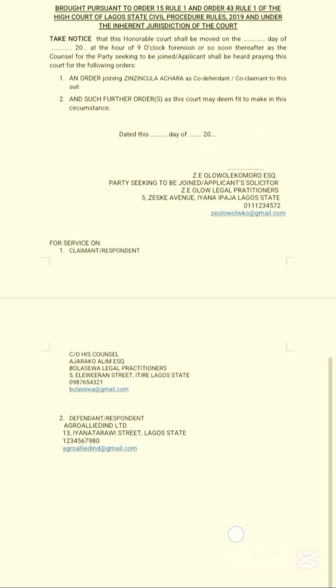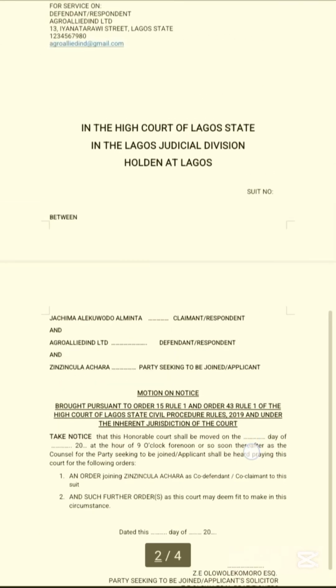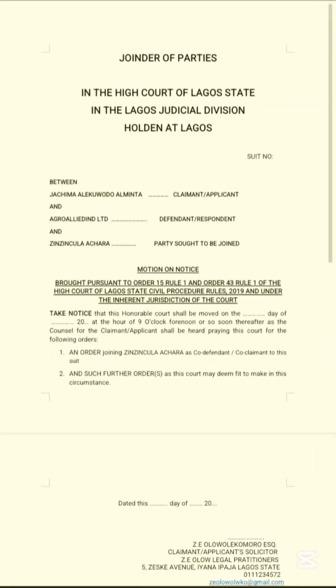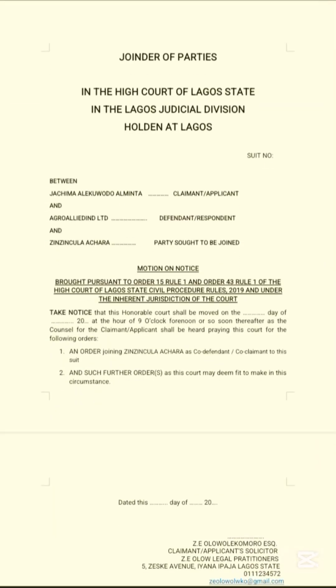Then you can also write, look at the second one now. We wrote the defendant respondent directly. We did not serve their lawyers. I hope that with this explanation, you now know how to draft a joinder of parties.